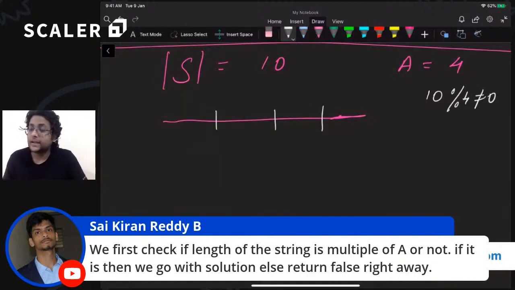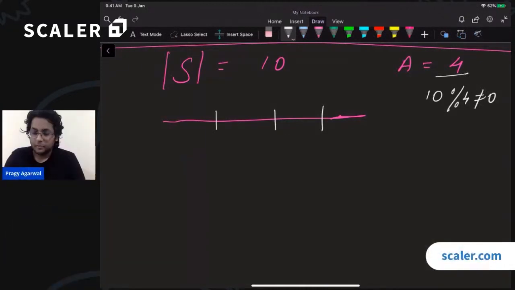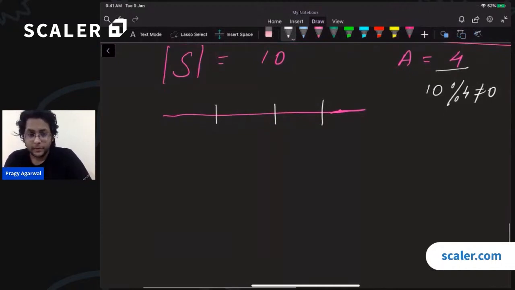So this is one check that we can very well do. At the start itself, we can check if the length of the string is a multiple of the value A. Only then should we continue with the rest of the solution. Otherwise, we can very quickly return false. That's a nice optimization. Thank you, sir. Perfect. So I hope that you guys will be able to code it.